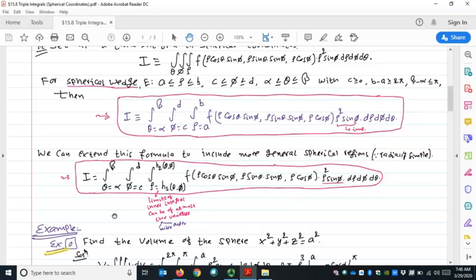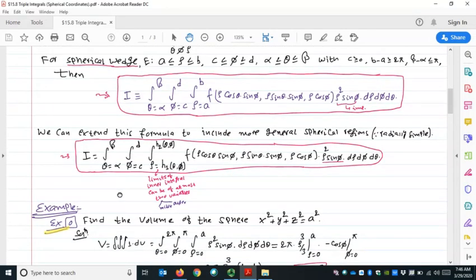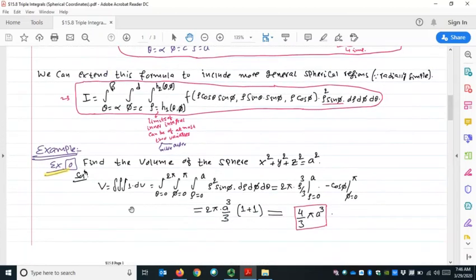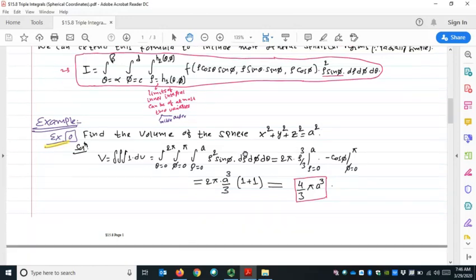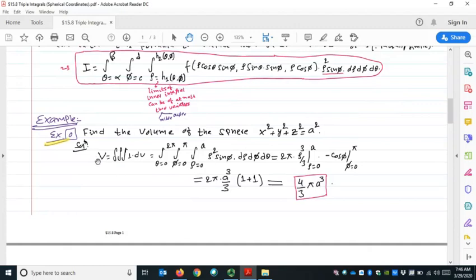Okay, so now we are ready to start the example. Example 0. Again, short and sweet, we are finding the volume of a sphere of radius a using spherical coordinates. Find the volume of the sphere x square plus y square plus z square equals a square. Here, the radius is a. So the volume formula in triple integral is V equals the triple integral of 1 dV. Our integrand function is 1.